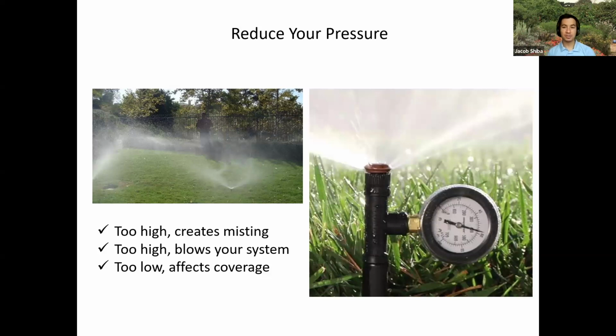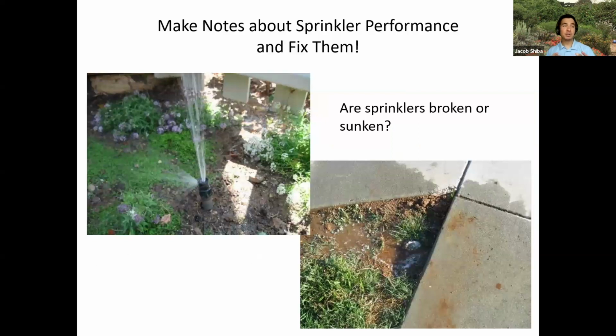Another thing with pressure is if it's too low, it affects the coverage. And so you end up with lots of dead spots throughout your lawn as well. So make sure you get your pressure in check when it comes to your sprinklers, as well as your drip irrigation. Make sure when you turn your system on, take a walk around and fix any problems, any broken heads, any sunken heads. I see sprinklers all the time that are simply just pointed in the wrong direction.